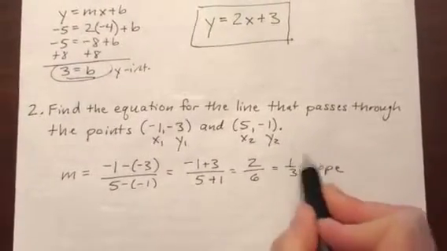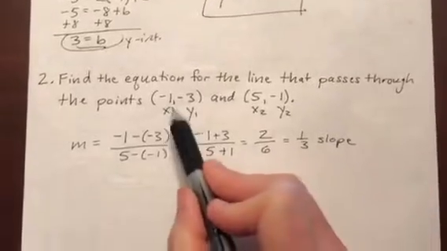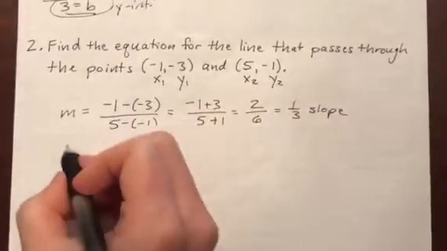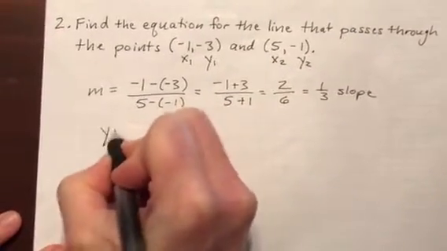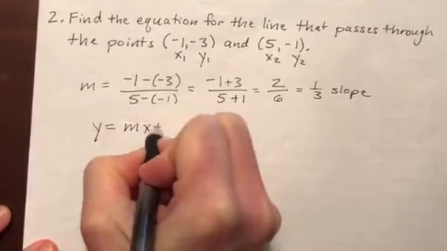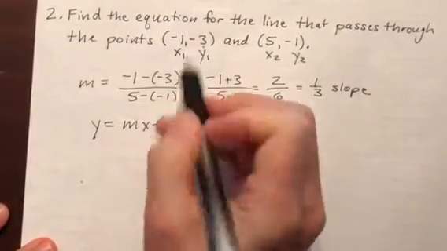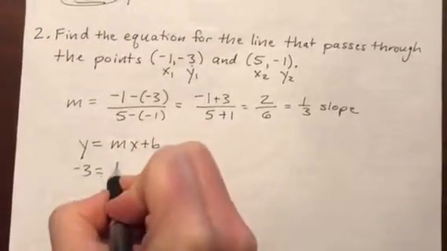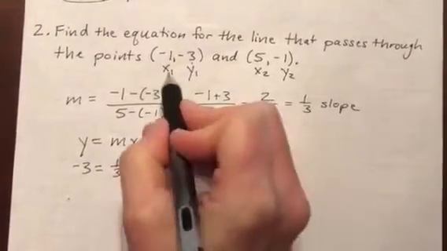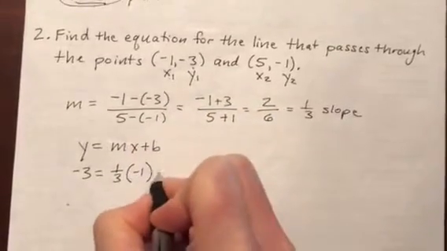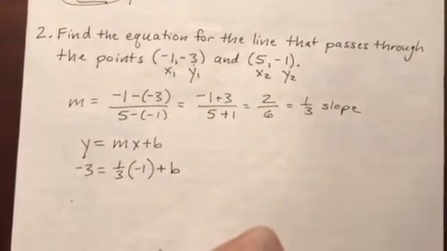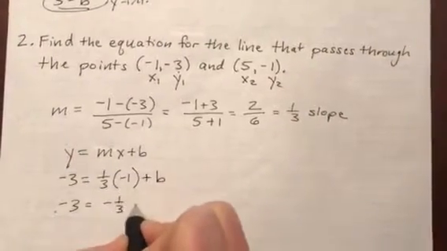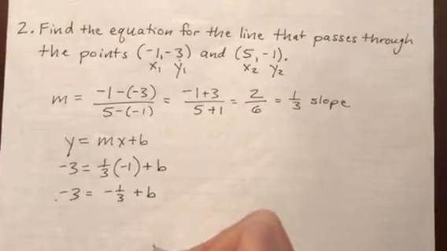Okay, so now we can take this 1/3 slope and either one of these two points. All right, we'll just take the first one. So plug it into y = mx + b. Our y in this case is that -3. Our m is 1/3. x is -1. And then plus b. So now we have -3 = -1/3 + b.